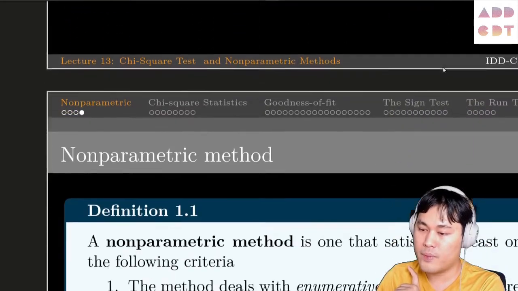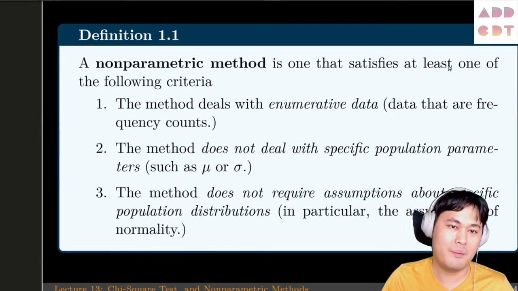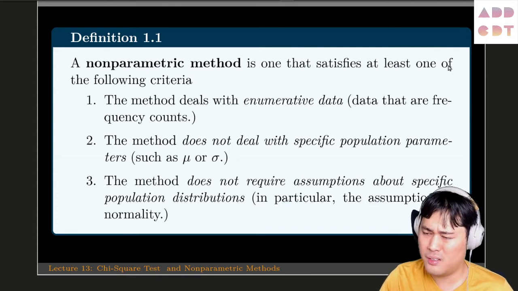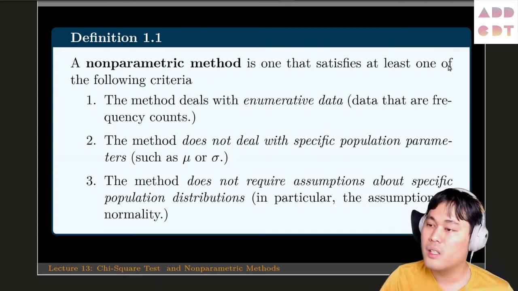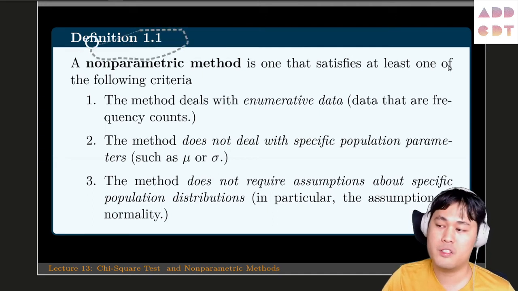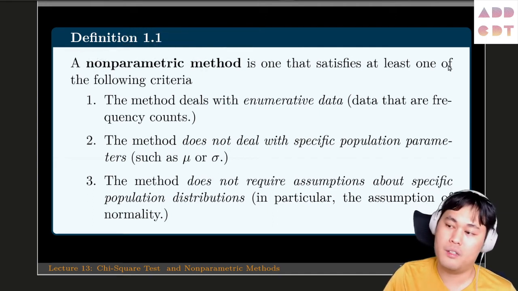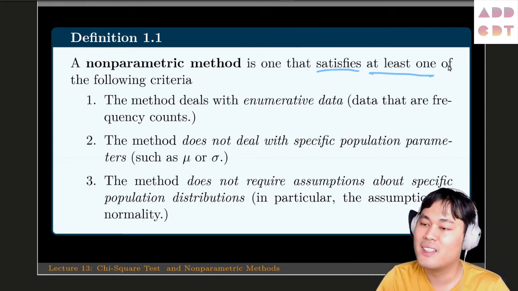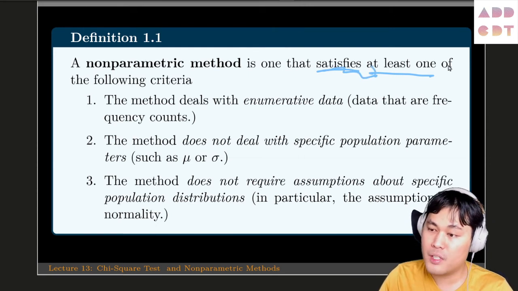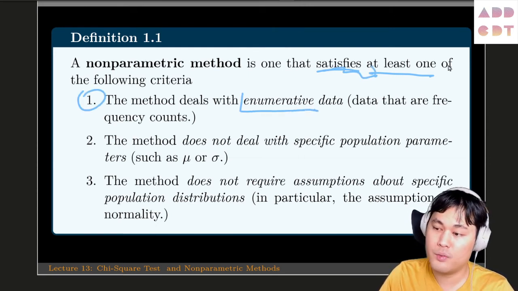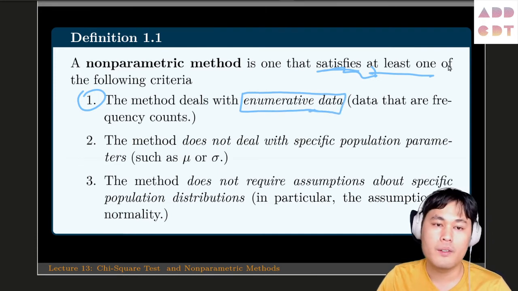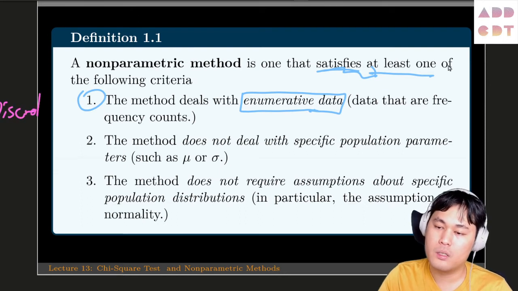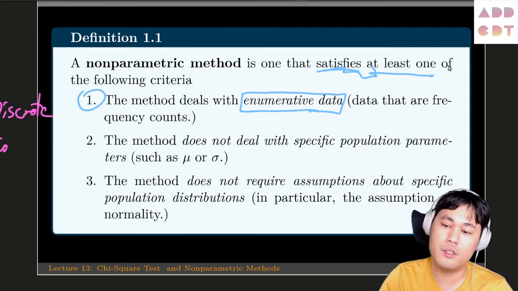And so today, let's take a look at some definitions. Just skim it a little bit. This is pretty much the same as what I said before, but this one has a formal definition. A non-parametric method is one that satisfies at least one of the following criteria, at least one, usually two or three. First, it deals with nominal data. This is the same distinction that we have had before about discrete and continuous.